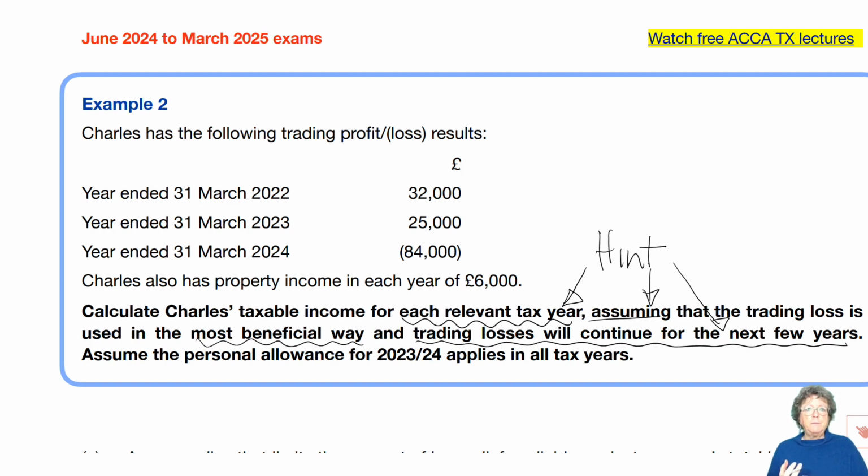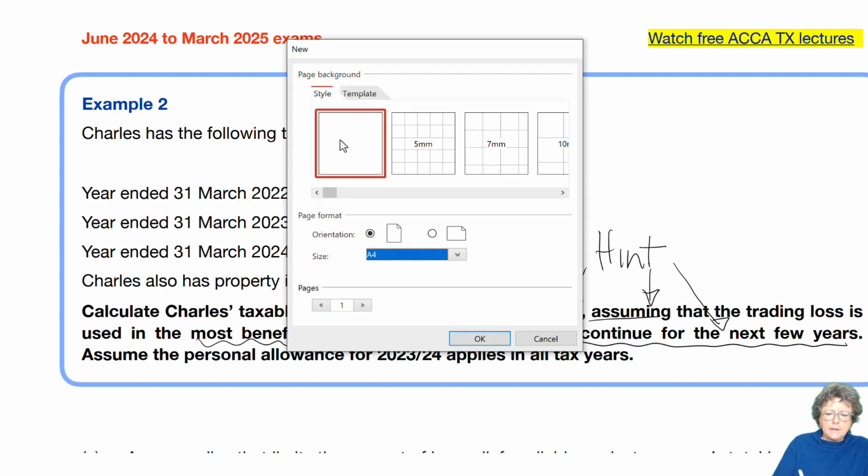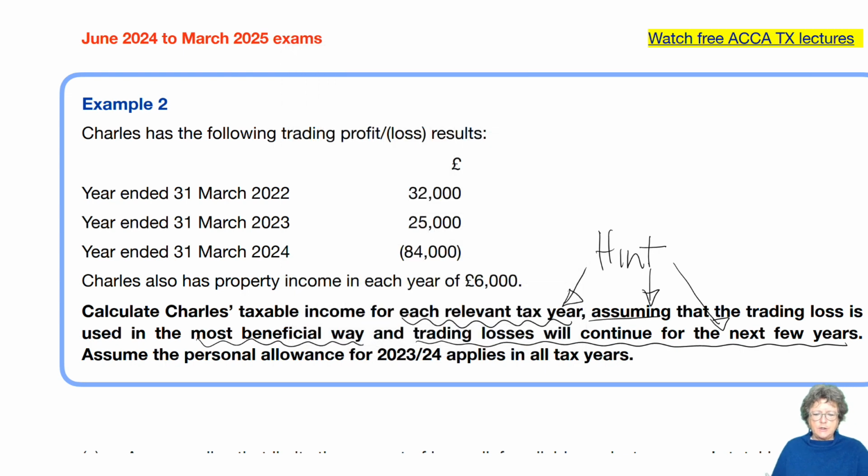It's got to be beneficial for the client, so he doesn't want to pay tax, or he wants his cash flow because he wants his money back from last year, something along those lines. And don't carry it forward. Read the question carefully. And we are assuming that the personal allowance applies in all of those years. So let's have a look. Let's get a clean sheet of paper. We do like a clean sheet of paper.